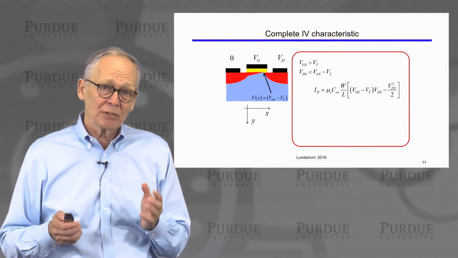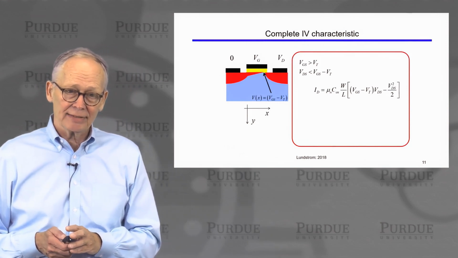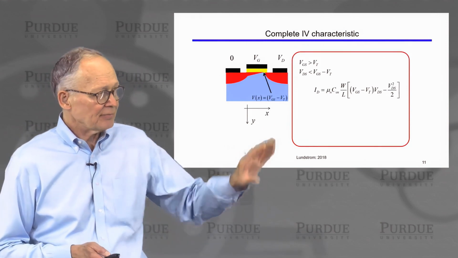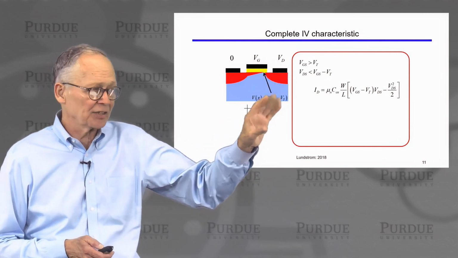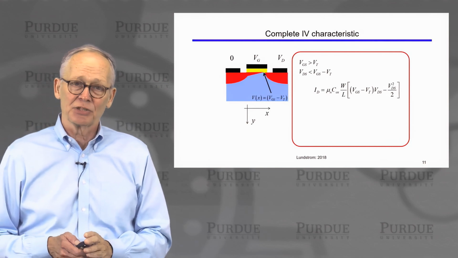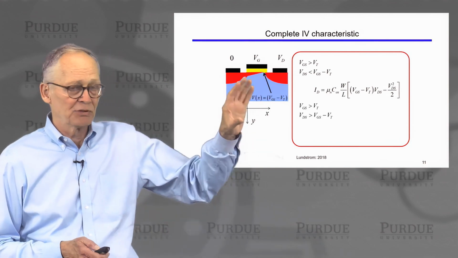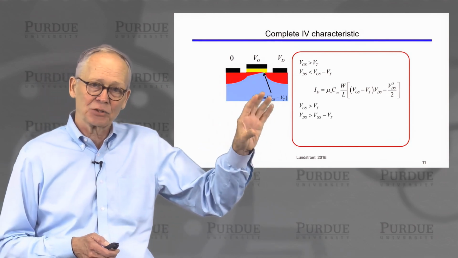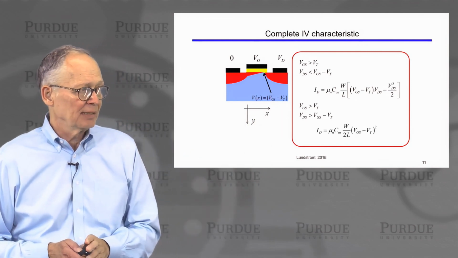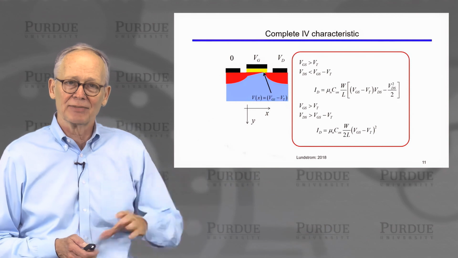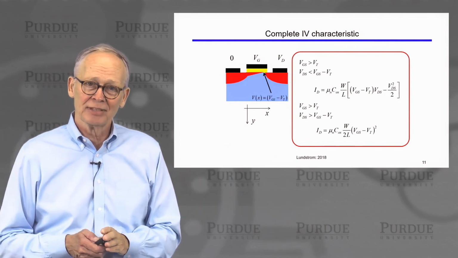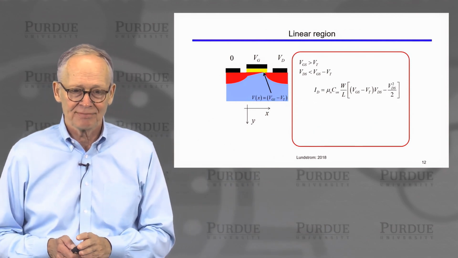All right, so we've derived the complete IV characteristics of this square law device. When the drain to source voltage is low enough that pinch-off does not occur, we have this expression for the triode regime. When the drain to source voltage exceeds this critical pinch-off voltage, the device is pinched off, and we have our square law character. We have our saturated current, independent of drain voltage now.